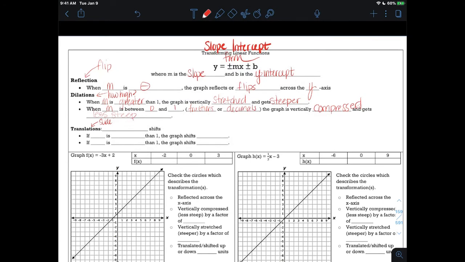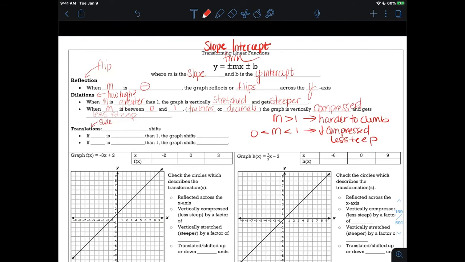So again, short way of saying it, m bigger than 1, it's going to get harder to climb. When m is somewhere in between 0 and 1, it's going to get more compressed as we go down. So if I go down, it's compressed. Also less steep.